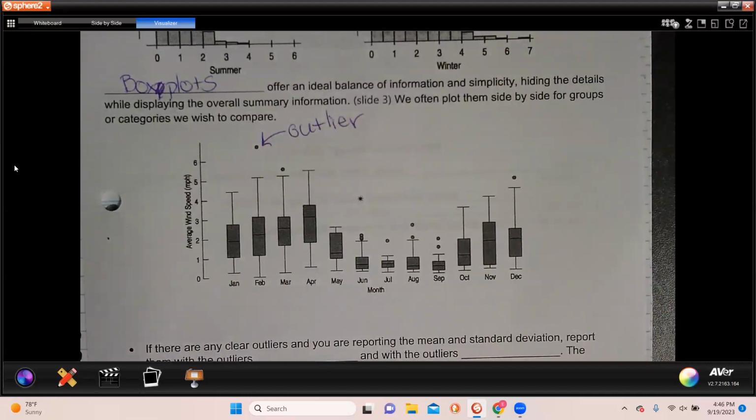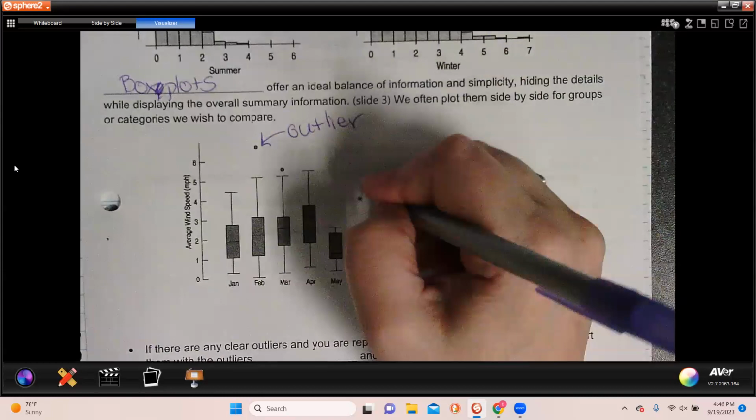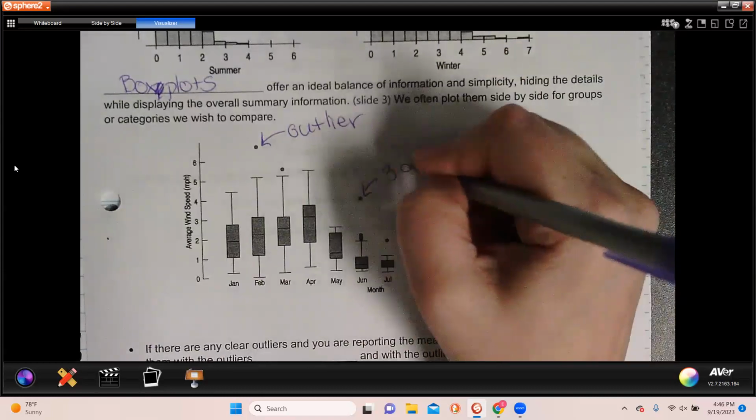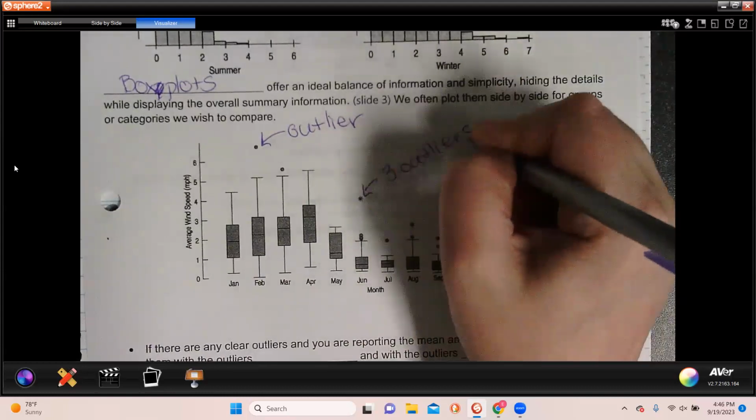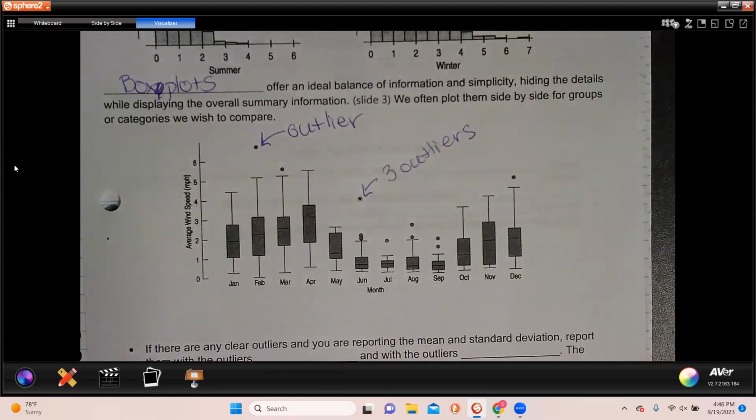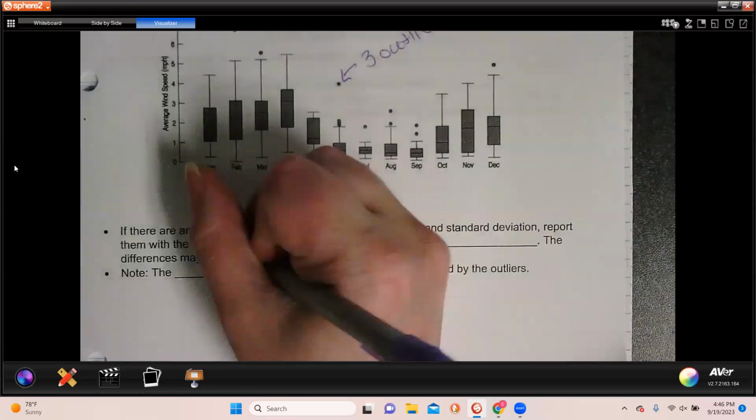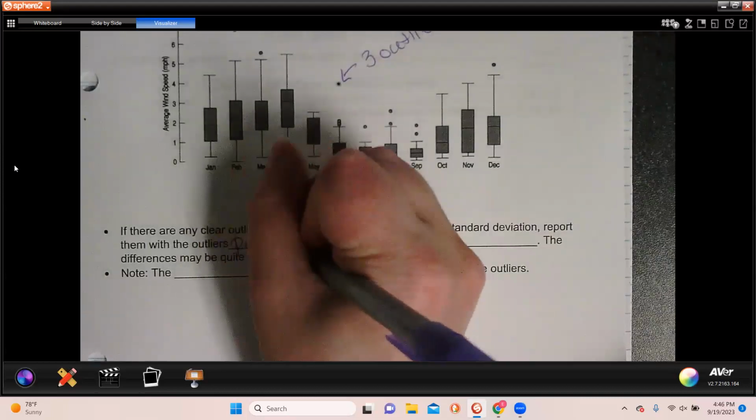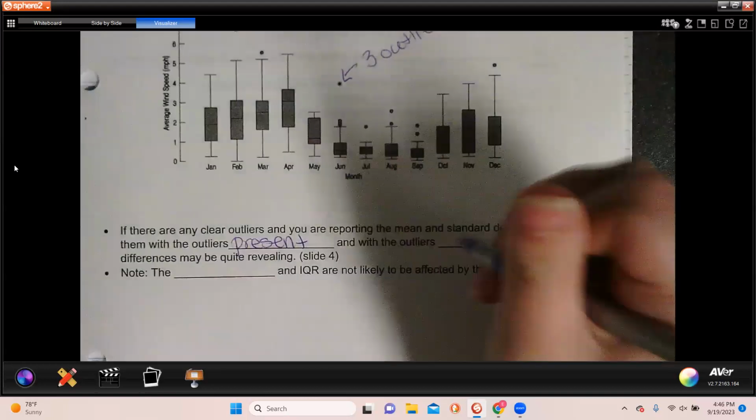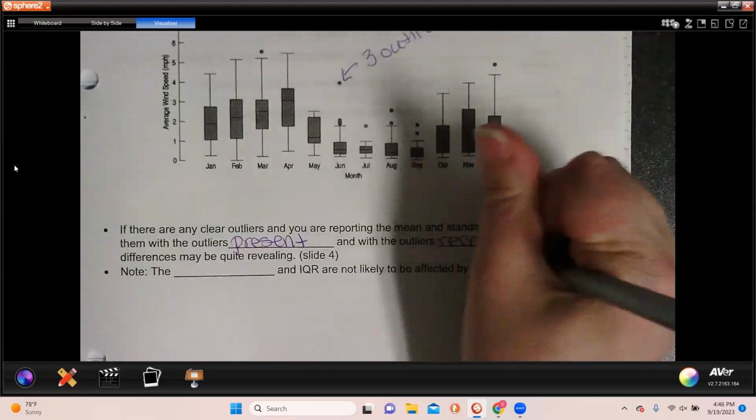Okay, you can have multiple outliers. The month of June had 3 outliers. If there are any clear outliers and you are reporting the mean and the standard deviation, report them with the outliers present and with the outliers removed.